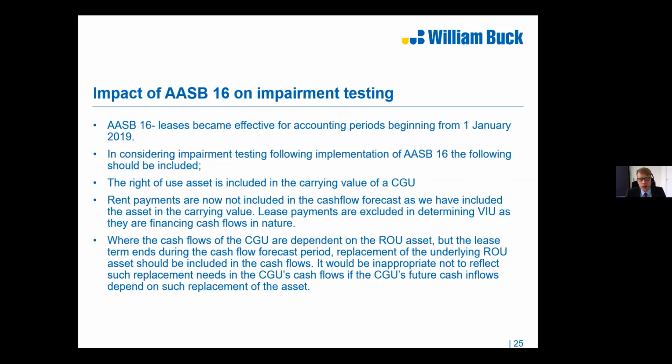As most of you are aware, AASB 16 has been online now for about 1.5 years, and for most people, this will be the first year end when it's applicable. So we do have to factor in the impacts of AASB 16 in the impairment model. So the right of use asset is included in the carrying value of the CGU. The rent payments aren't included in the cash flow forecast, as we're saying that they're now financing in nature and not related to the operations. And effectively, we'd be double counting because we've included the asset in the asset base, and then to take out the rent payments as well, it will be double counting and give a negative outcome to the report.